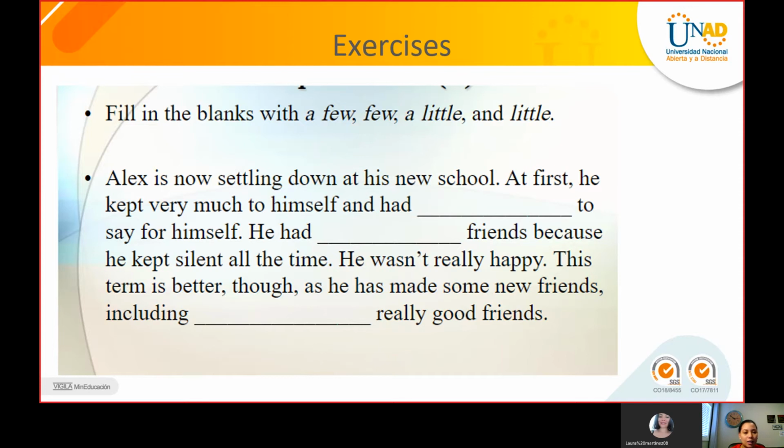Now, in the second sentence, he had, and there's a blank, right? So he had blank friends because he kept silent all the time. He had few friends because. Yeah, could be. Write it in the chat, okay? Later, I'll show you the answers, okay?